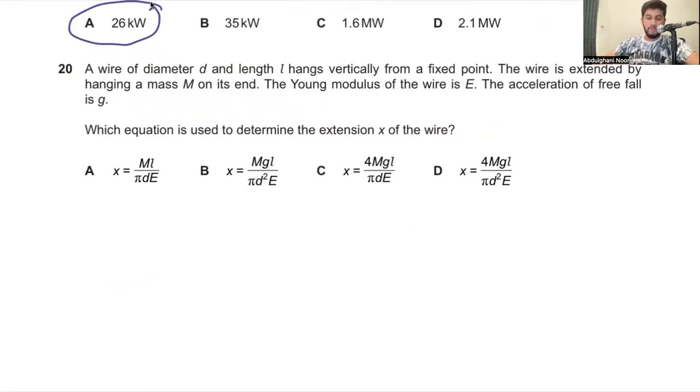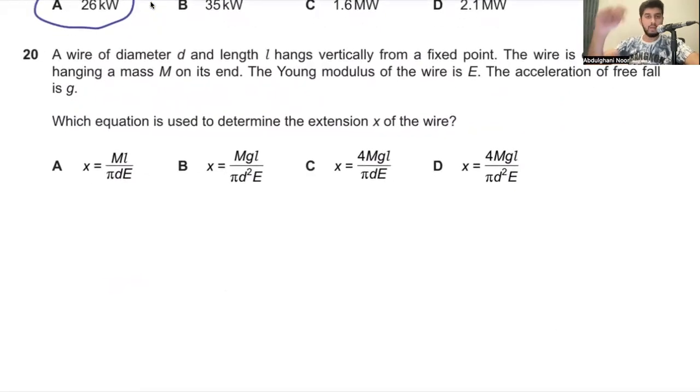Okay. Moving to question number 20. Now this is a confusing question. A wire of diameter D and length L hangs from a fixed point. The wire is extended by a hanging mass M on its end. So the diameter of the wire itself is D. The length of the wire is L. It hangs from a fixed point. The wire is extended by a hanging mass, capital M, on its end.